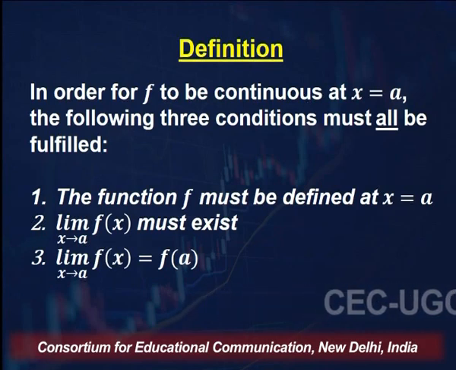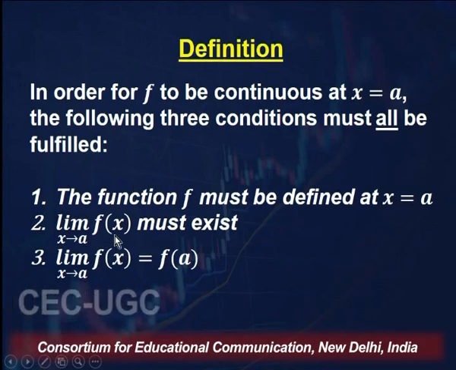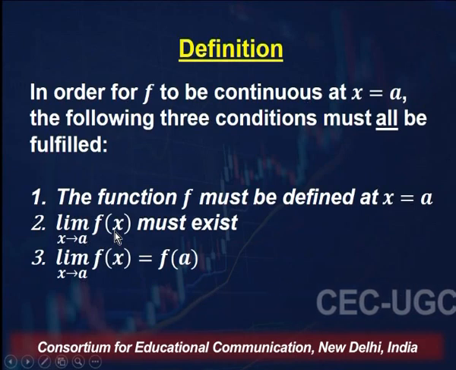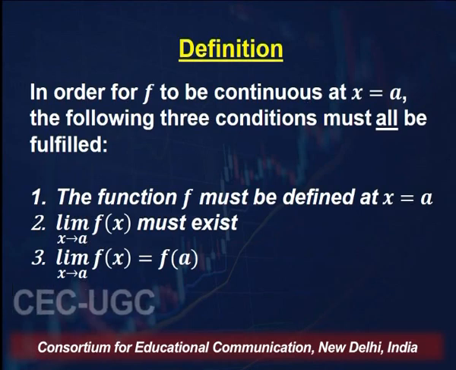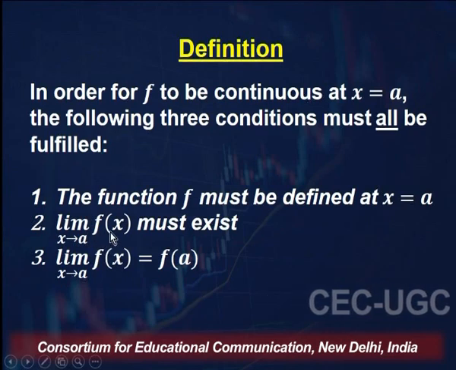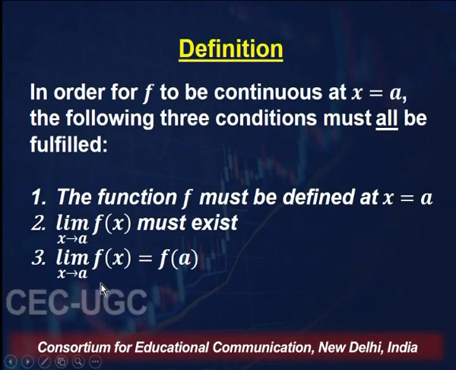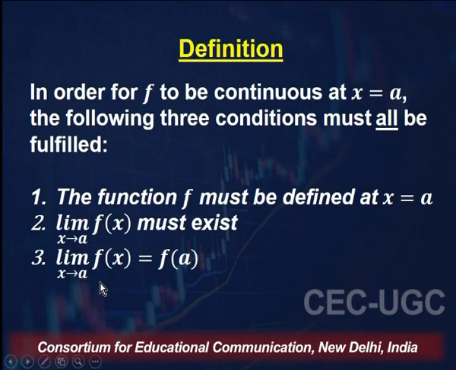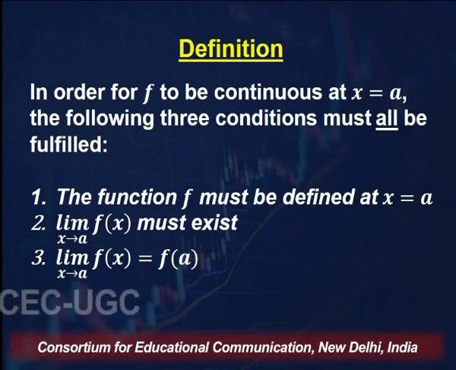The second condition is that the limit of the function as x tends to a must exist, and here we are talking of a limit in the sense of a two-sided limit. We'll move over to one-sided limits, in the sense of one-sided continuity, in a bit, but right now we're talking of the two-sided limit, so this limit must exist. And the third condition is that the limiting value of the function f of x as x tends to a is equal to f of a, the value of the function at that point.